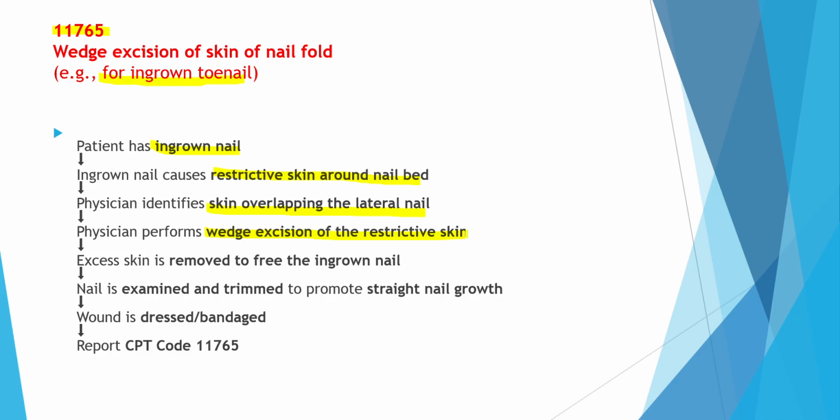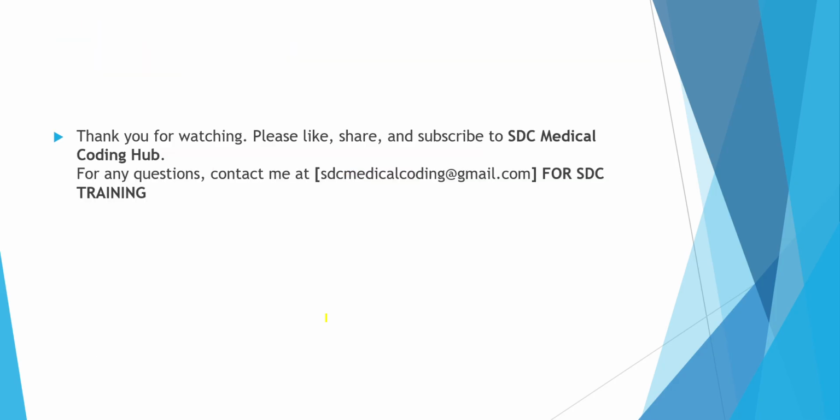So he will perform wedge excision of the restrictive skin. The excess skin is removed to free the ingrown nail. The nail is examined and trimmed to promote straight nail growth, and the wound is dressed and bandaged. So you will report CPT code 11765.